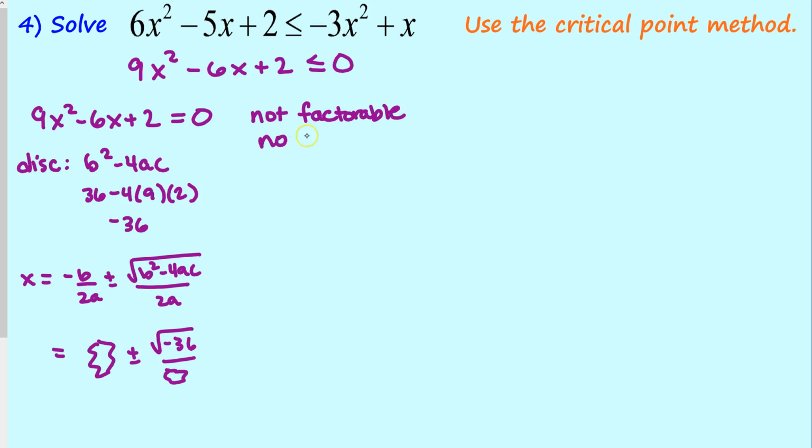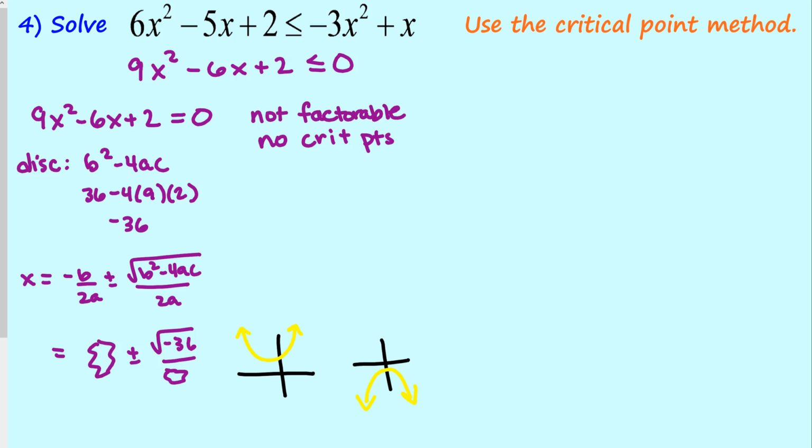That doesn't necessarily mean that there is no solution. If you think about it graphically, if we're talking about where is a parabola less than or equal to 0, well, what if that parabola is always above the x-axis? Then it's never less than or equal to 0. But what if that parabola is below the x-axis? Then it's always less than or equal to 0. So it's either going to be all real numbers or no solution. We have to figure out which.